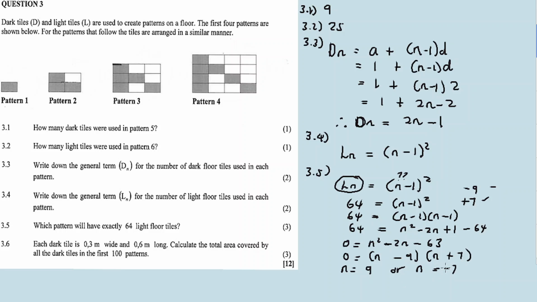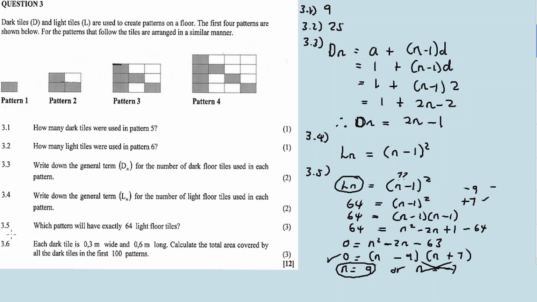And by the way, n cannot be a fraction and it cannot be negative. So our answer is 9. So the ninth pattern, pattern number 9, is the one with 64 light tiles. So our answer here is what? It is n equal to 9.